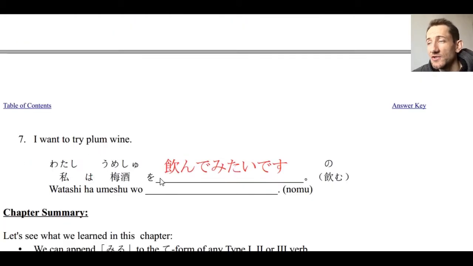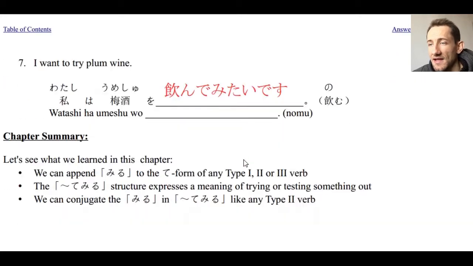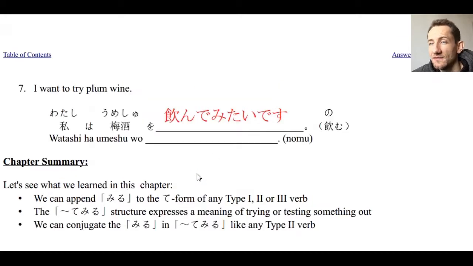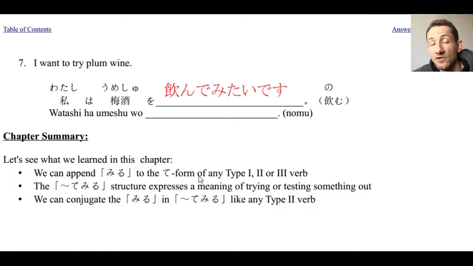私は梅酒を飲んでみたいです。So we have 飲んでみる、飲んでみたい、飲んでみたいです。And that's it. So this chapter is really quick, but I think this lesson is extremely useful because this te miru form is used all the time. And it's a really nice way of speaking. It's an easy way to express your feelings.